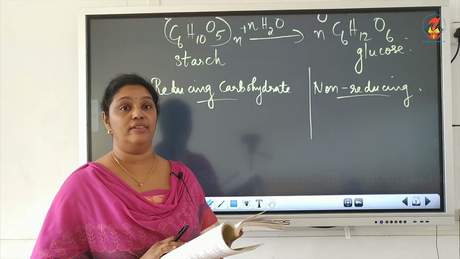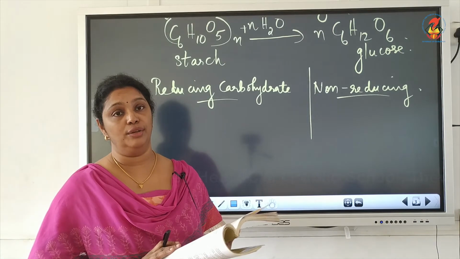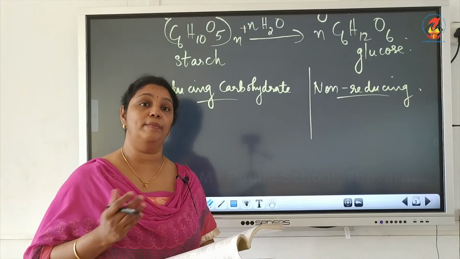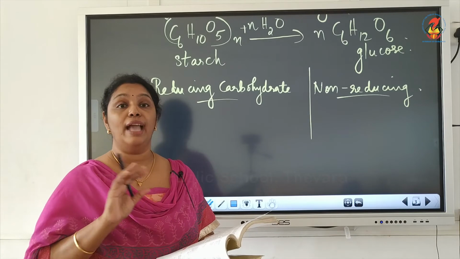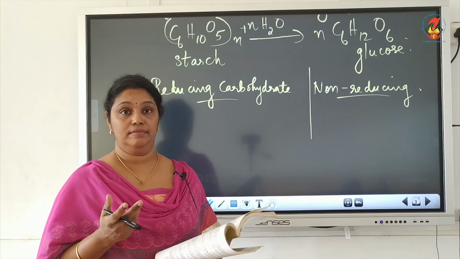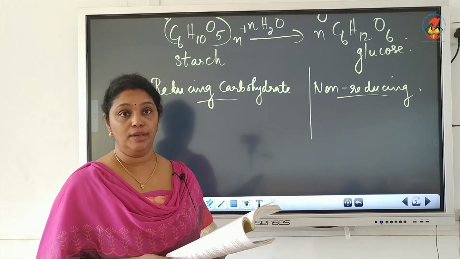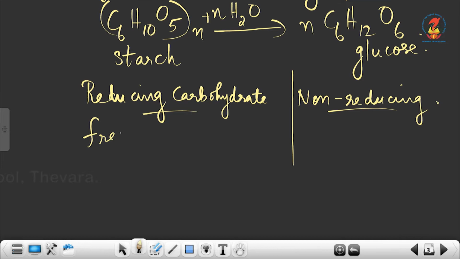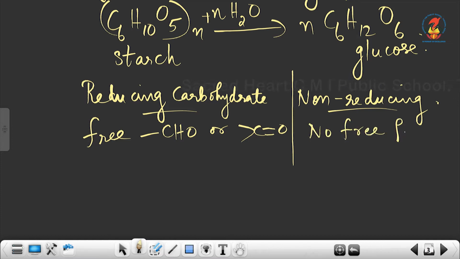In reducing carbohydrate we have a free functional group present. I told you the functional group can be aldehyde or ketone. So the aldehyde or ketone group is free, meaning it is not bonded to any other atom or groups. It doesn't have a closed structure. Now non-reducing carbohydrate has no free functional group, which means the aldehyde or ketone groups are bonded.